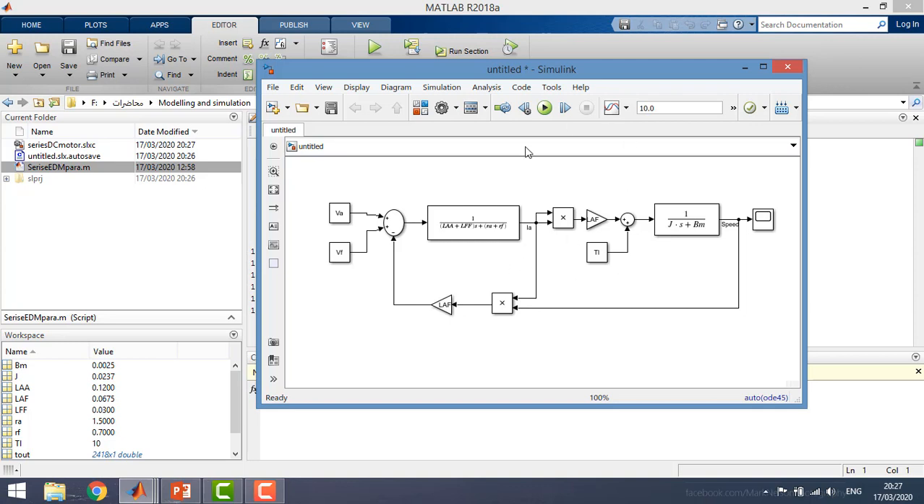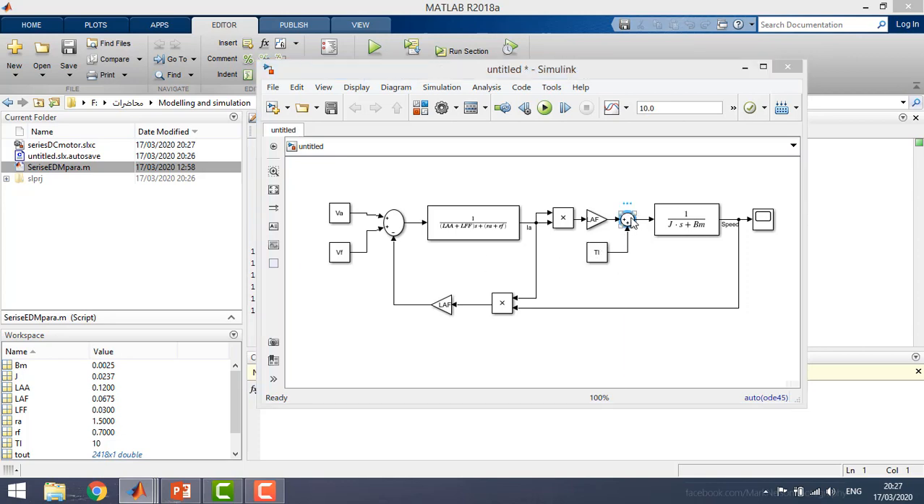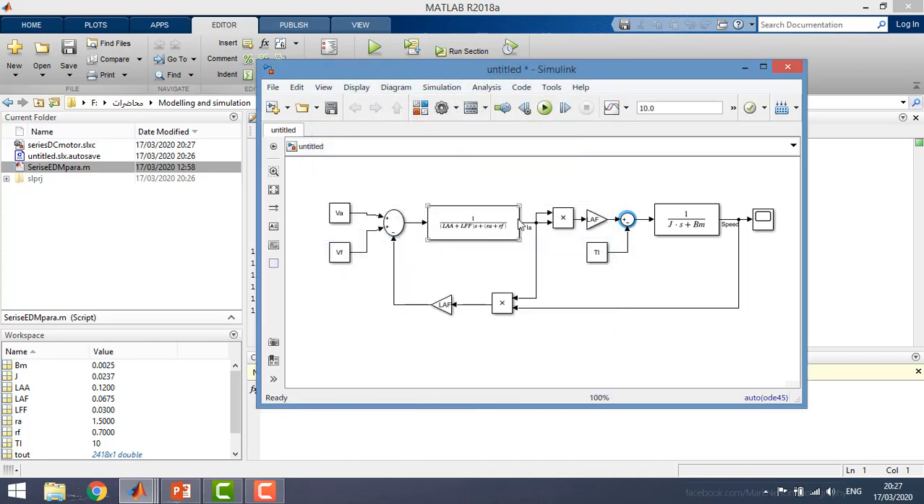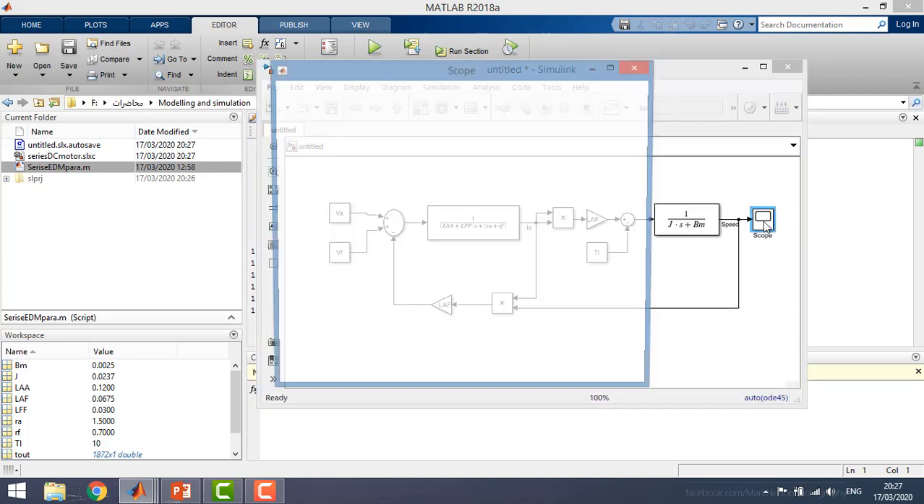Alright, so before running the model, let's double check everything, I guess. Yeah, so we have to change this sign to negative, right? And let's run the model, probably for a bit longer time, let's say 60 seconds, and see the output.